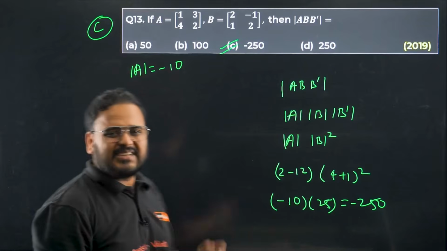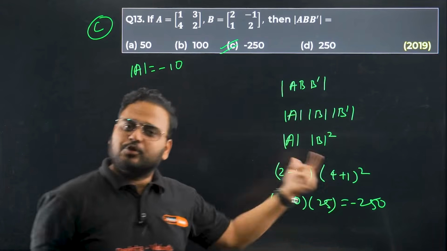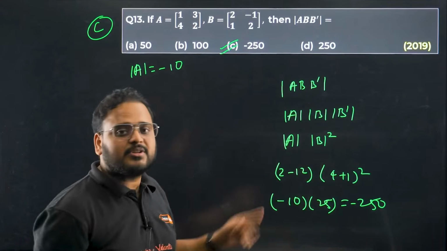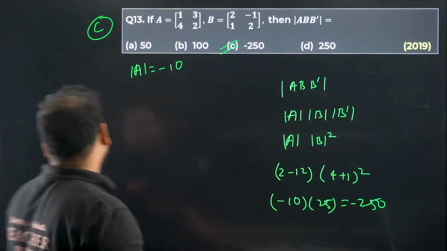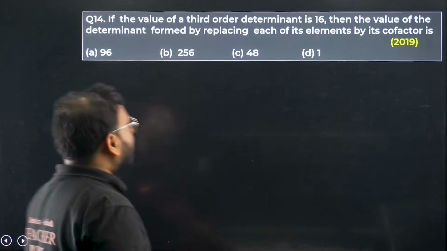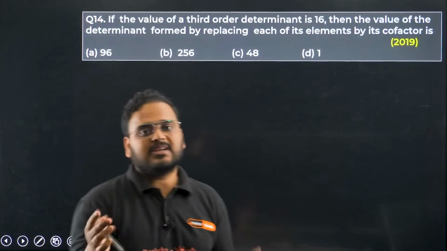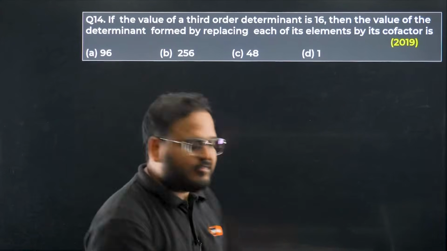13 also, a 20-second question. Not more than that. 20 seconds if you know the property. 20 seconds it will take to solve this question and then move on. 13 is done. Question number 14 now. We are almost halfway. Right, 25 plus, so halfway is done. Last half, let's solve it.